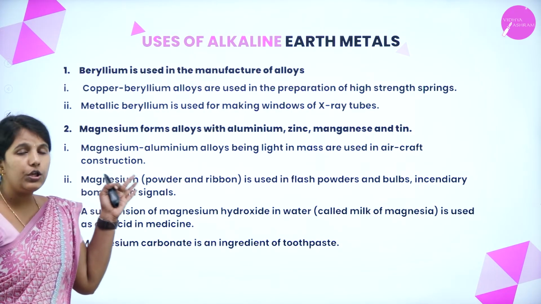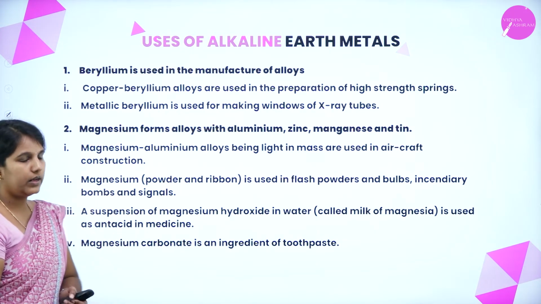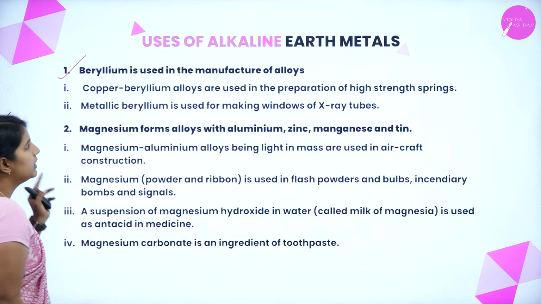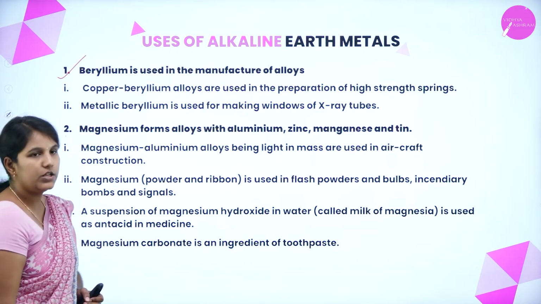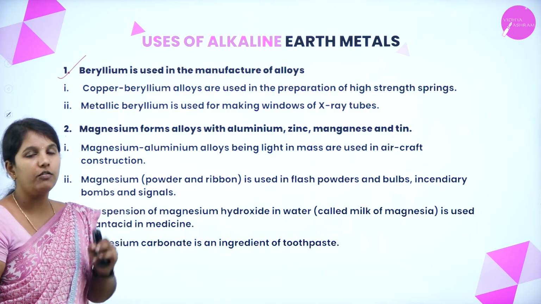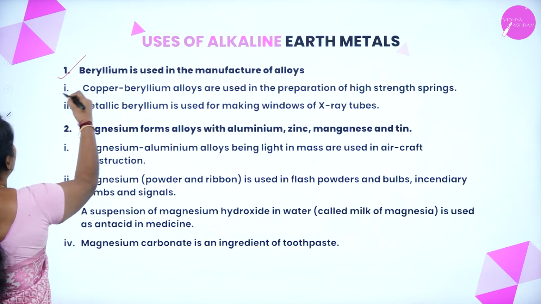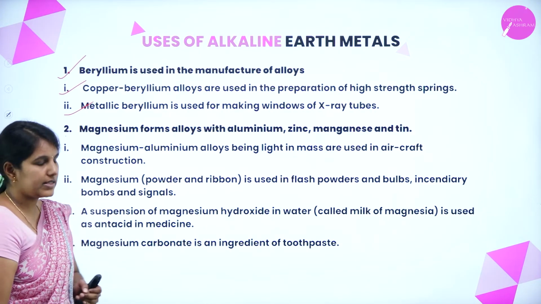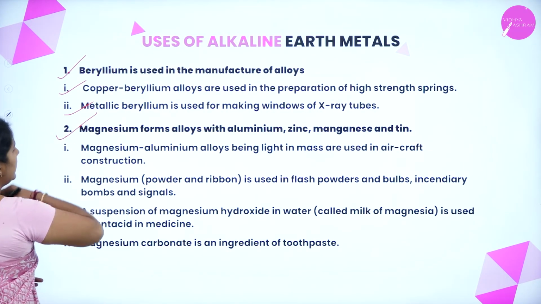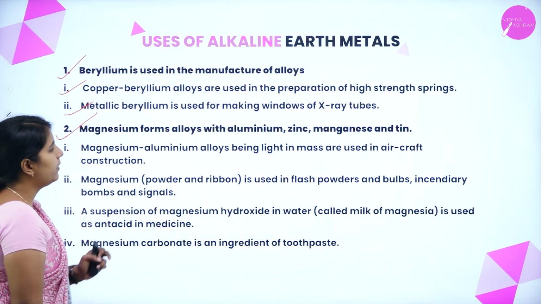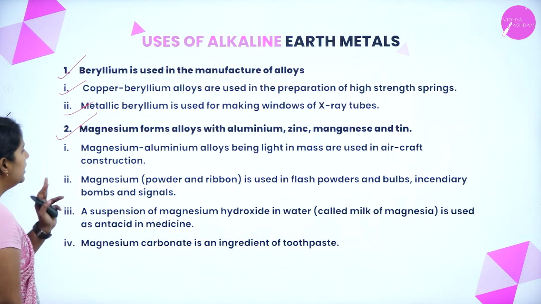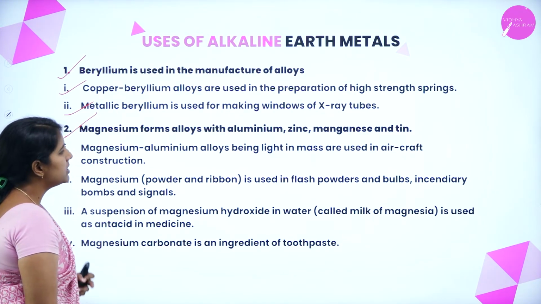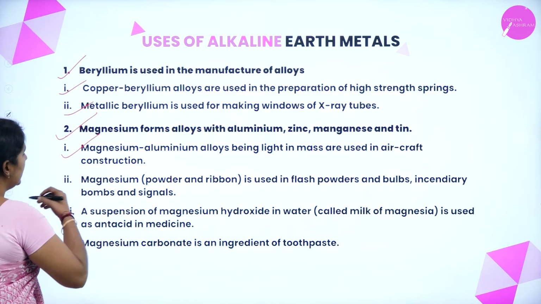Next is uses of alkaline earth metals. Beryllium is used in the manufacturing of alloys. The copper beryllium alloys are mainly used in the preparation of high strength springs, and metallic beryllium can also be used to make the windows of X-ray tubes. Similarly, magnesium forms alloys with aluminium, zinc, manganese and tin. The magnesium and aluminium alloy, being light in mass, is used in aircraft construction.